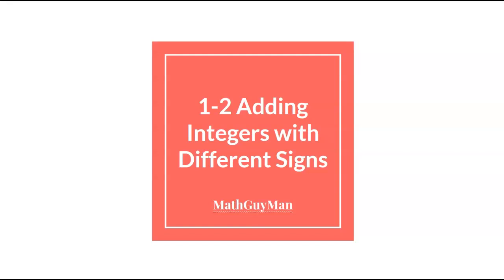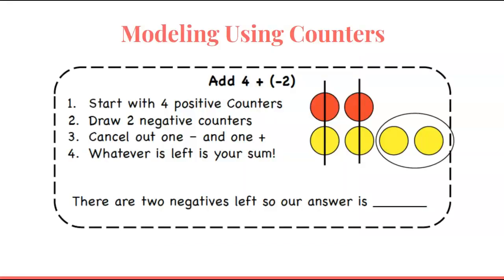To me, the easiest way to show this is by modeling it with counters. So let's take a look at an example where I model it using counters. So we start with this problem. It's 4 plus negative 2. Okay, so you want to start by laying out your counters. You lay out 4 positive counters, which I have on the bottom, and 2 negative counters, which I have on the top here.